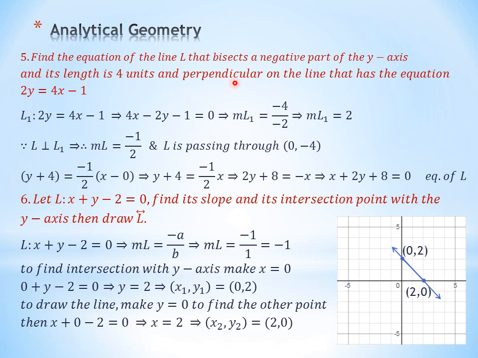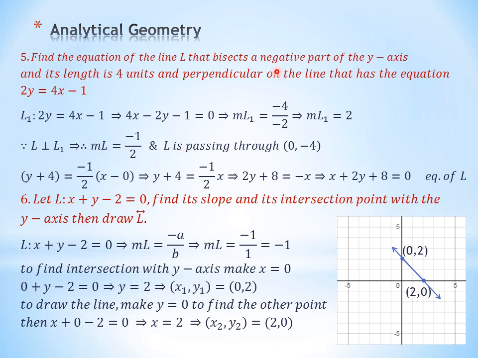And since it is perpendicular to this line, to this equation, I will find the slope of this equation. This is L1, I name it, 2y equals 4x minus 1. I rearrange it, then I find its slope. It's going to be 2. Because they are perpendicular, ML, the slope of L that is missing, is negative 1 over 2. So I have the slope.